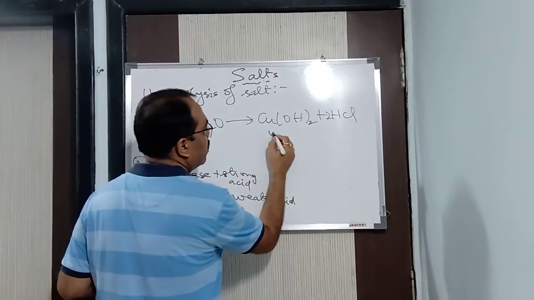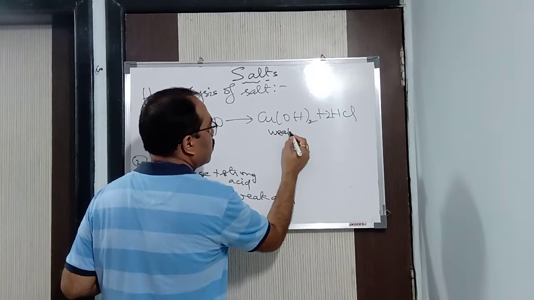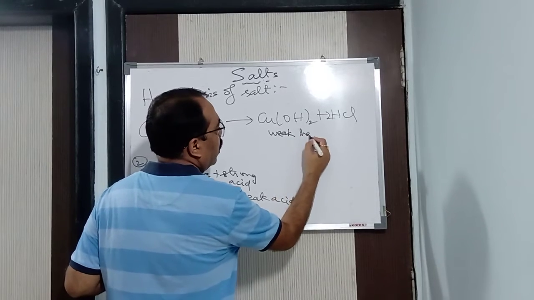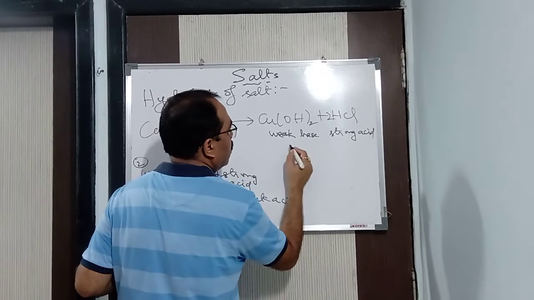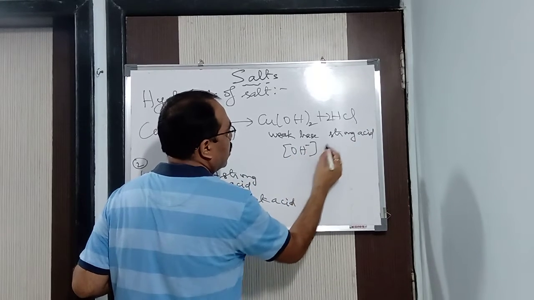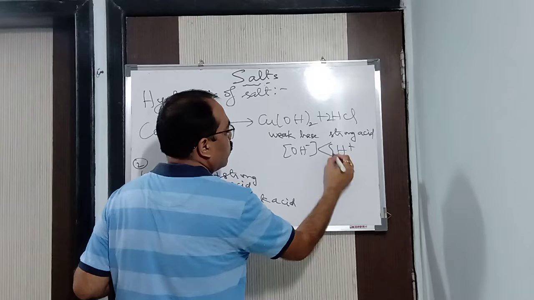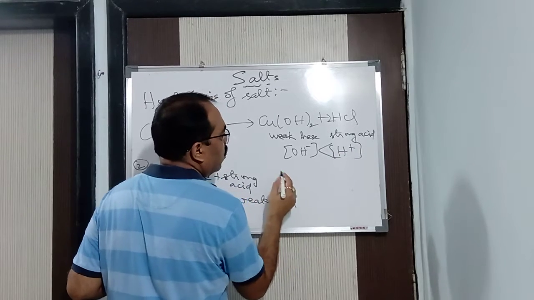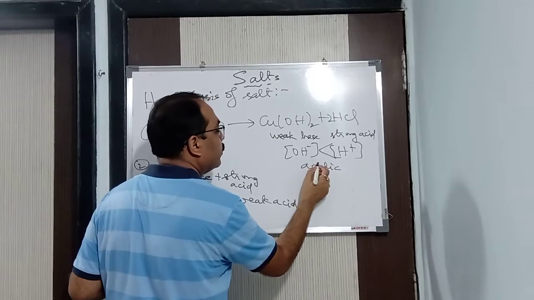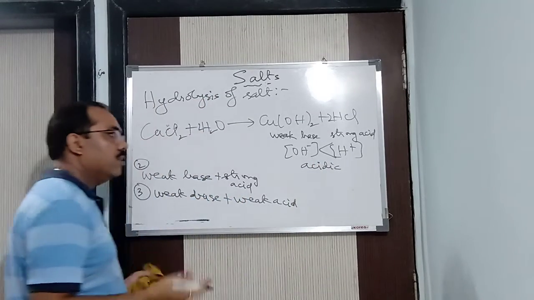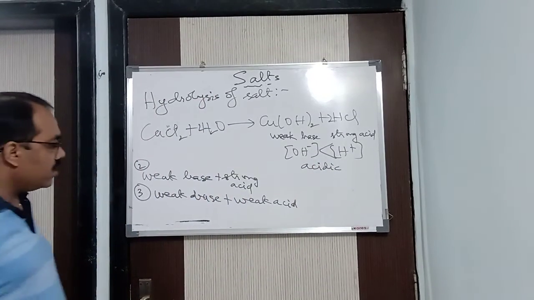So copper hydroxide is a weak base, and this is your strong acid. So here OH minus ion concentration is less than H plus ion concentration. So as a result, the resultant solution is acidic in nature. It is acidic in nature, you can say that. Over. Now weak base, weak acid.